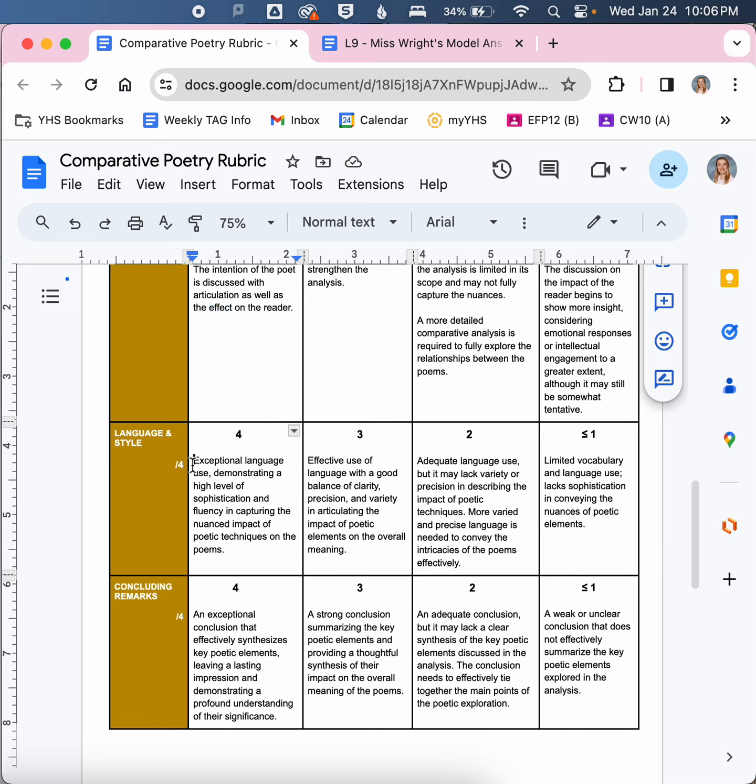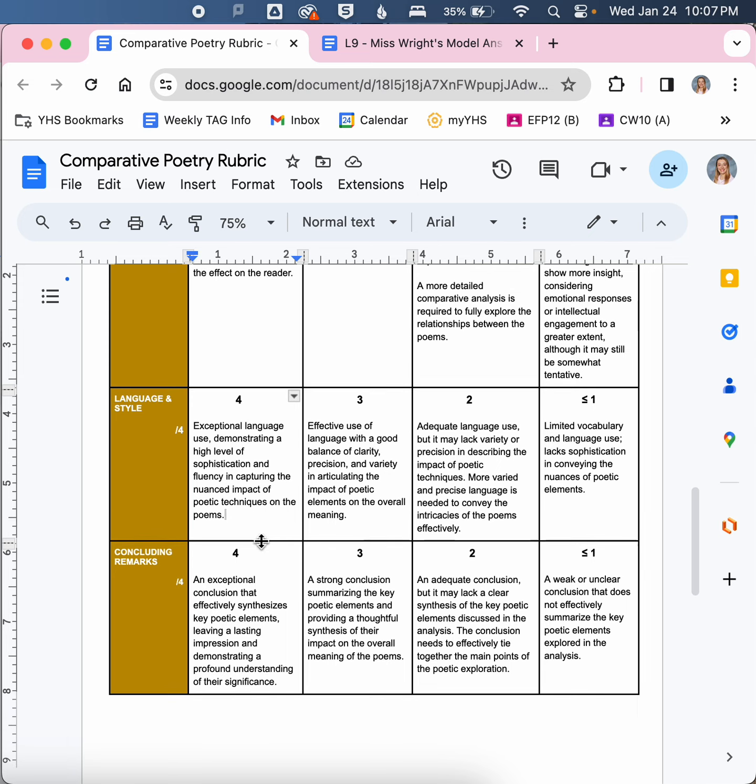Language and style. Again, most of us did really well on this. A lot of us getting 3 out of 4, a lot of us even getting 4 out of 4. Now, this encompasses capturing the nuanced impact of poetic techniques on the poems. So what is the impact of a metaphor, for example, or repetition, or assonance or sibilance, those kind of poetic techniques? What's the impact of those? It's not just the way we're writing, it's our fluency in capturing the impact of those techniques.